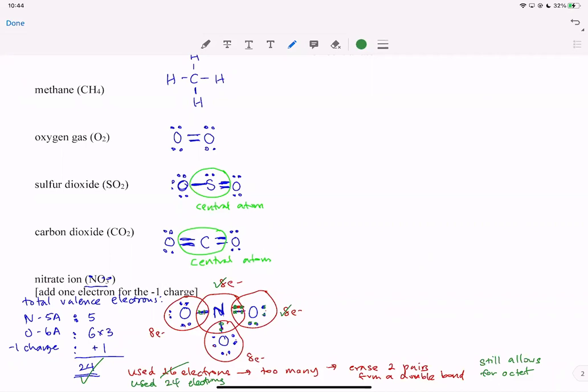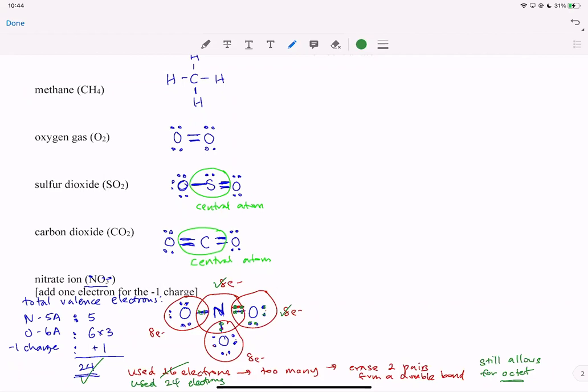It's because when you erase 2 pairs, you are allowing for the octet to still be fulfilled. You cannot have more than 8 electrons. So if you left the lone pair on the nitrogen, that would have 10 electrons on there. And you can't have more than 8. You can't have less than 8. You need to have 8. Sound good?